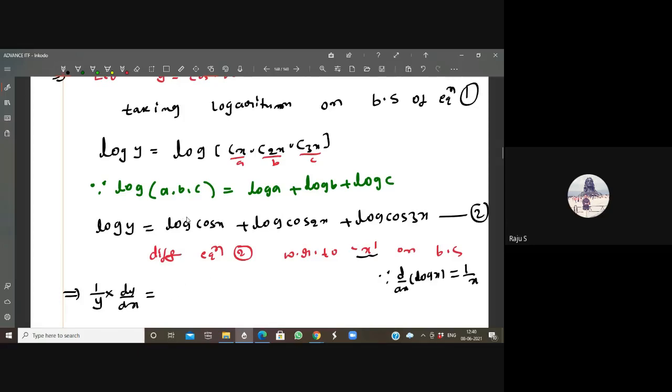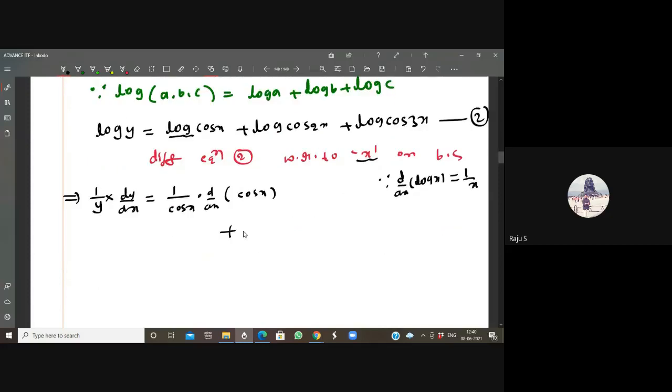Now in place of x we have cos x, so the derivative of log cos x is 1 by cos x into d by dx of cos x. If you want to write more steps, you have to write it like this. Plus log cos 2x, 1 by cos 2x into d by dx of cos 2x, plus log cos 3x, 1 by cos 3x into d by dx of cos 3x.